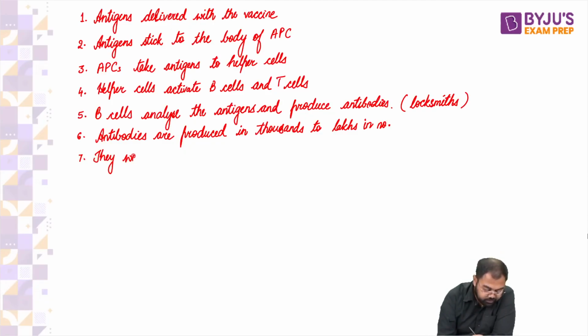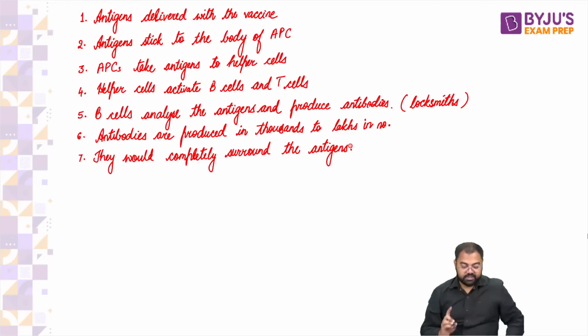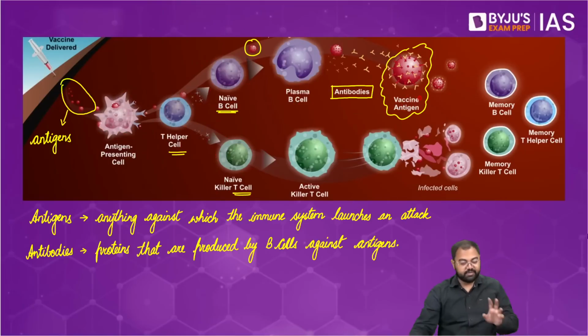They would completely surround the antigens. All right, so this has happened until now, that antibodies have been produced by the B cells and they completely surround this antigen.